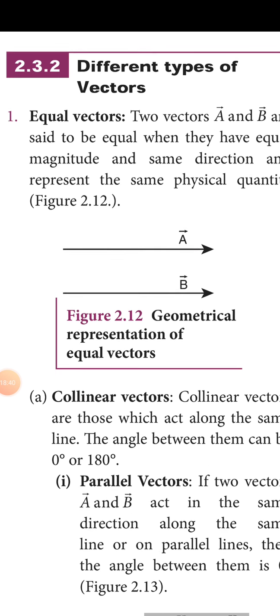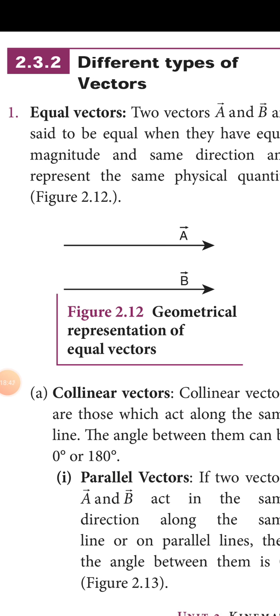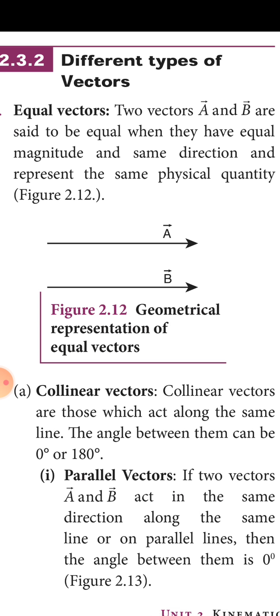Next topic, different types of vectors. First one is equal vectors. Two vectors A and B are said to be equal when they have the same magnitude. The length of the two vectors will be the same and they have the same direction. This is called equal vectors.